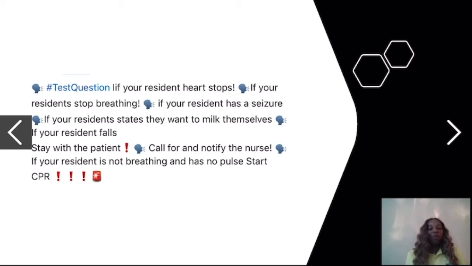If your resident is having a seizure, you want to avoid putting your hands in their mouth. You want to protect their head and their airway. Pretty much just preventing them from harming themselves during the seizure.